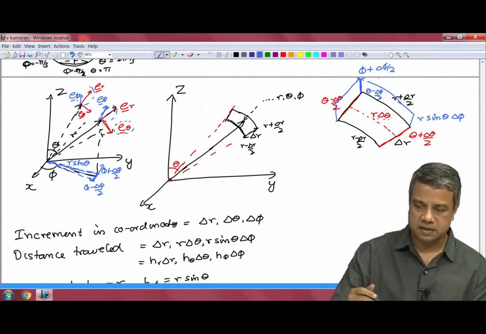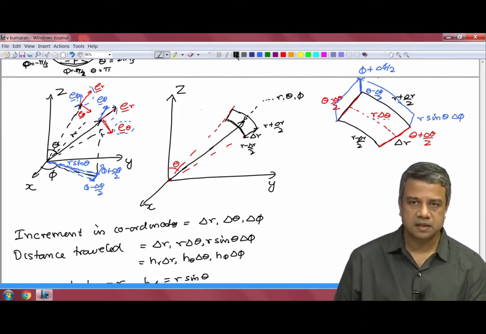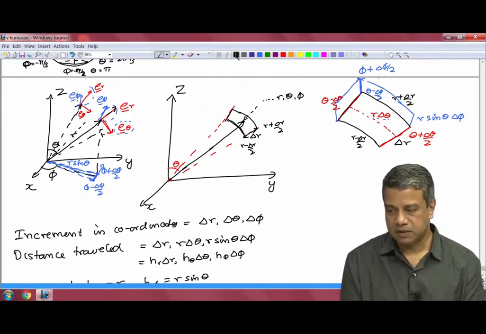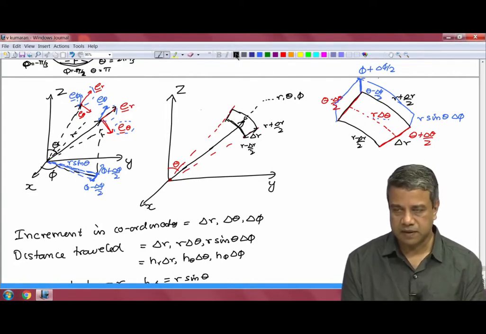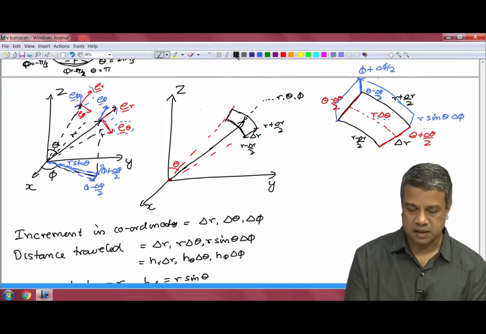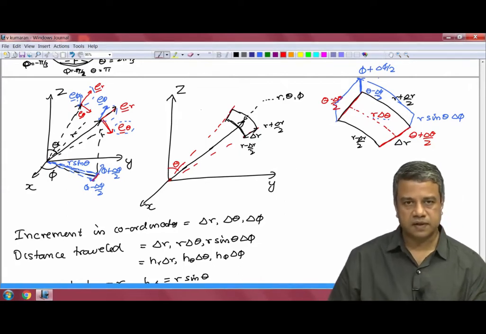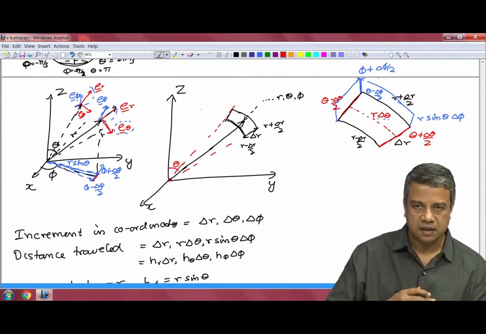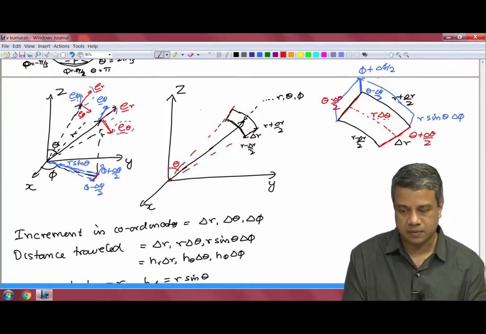So, the actual distance is the radius, the distance from the center, times the subtended angle. And two surfaces at phi minus delta phi by 2 and phi plus delta phi by 2, separated by a distance r sin theta delta phi, because the actual distance travelled in the phi direction is equal to the radius vector r sin theta in the xy plane times the angular increment.